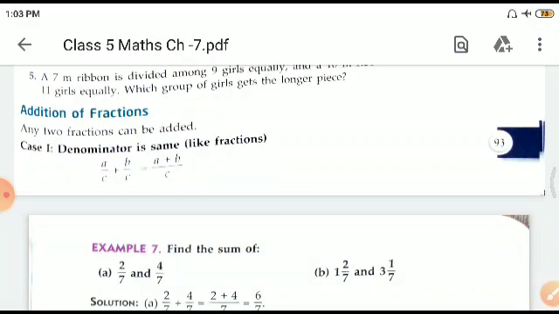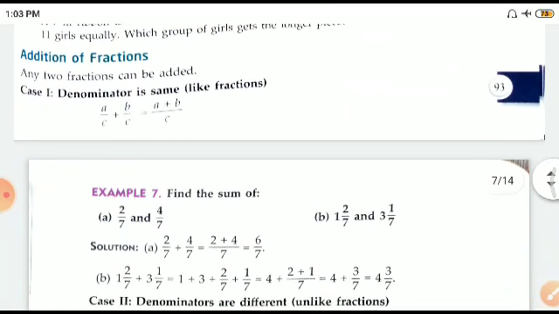Right? We have seen how to convert, what are the types of fraction, how to convert them, which is the bigger, which is the smaller. Now it's time to do some more mathematical operations. Firstly, we will be doing addition of fractions. Any two fractions can be added.